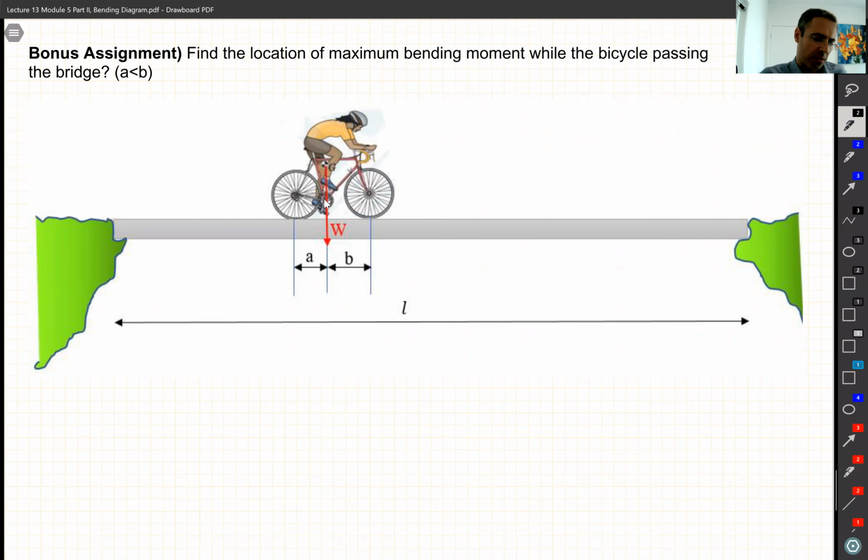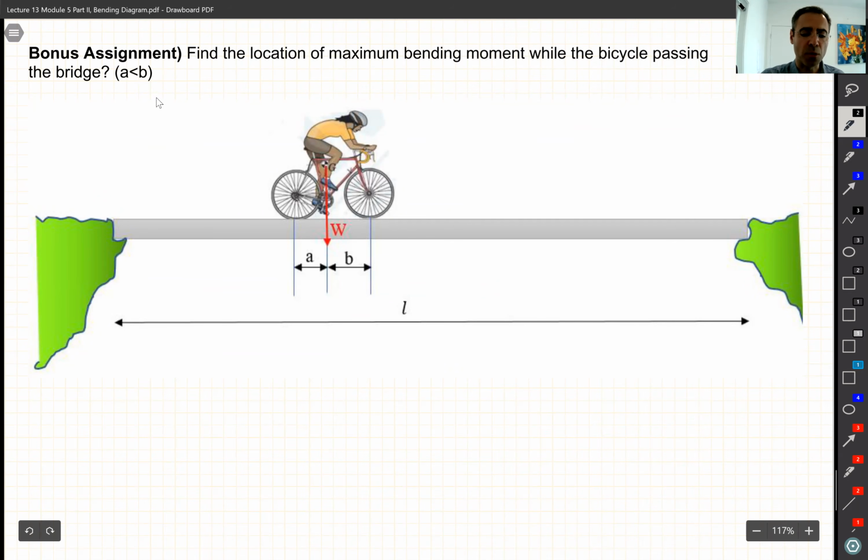So we have this beam on this bridge, and this guy is biking over that, right? His weight is W, and we have A, B, and L. These are the only parameters that we know. So this W is not in the middle, right? The center of gravity of this bicycle and this person is at point G, and W is at distances A and B. And also we have the knowledge that A is smaller than B.